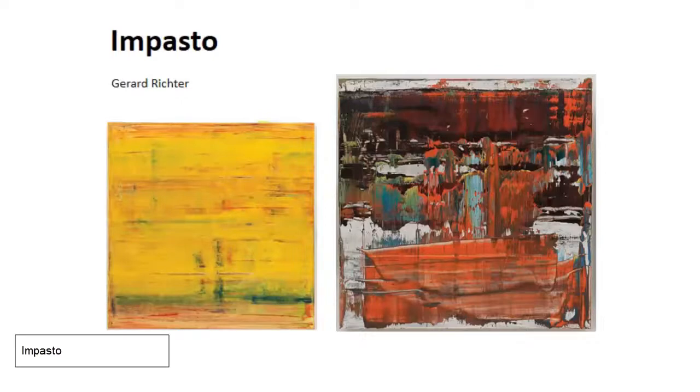All right, now we're on to impasto. Impasto, I think, is Italian for paste. Really, it just refers to any style of painting where the paint is applied extremely thick, kind of like cake frosting. Think of it that way.